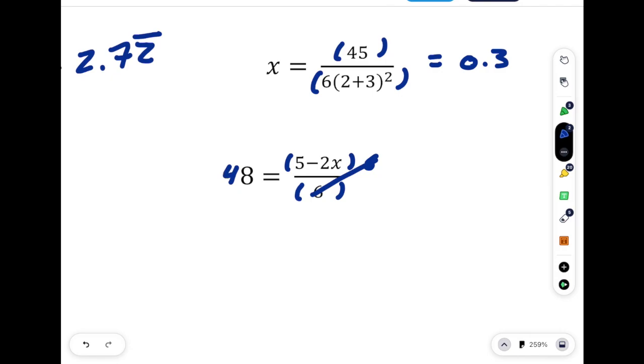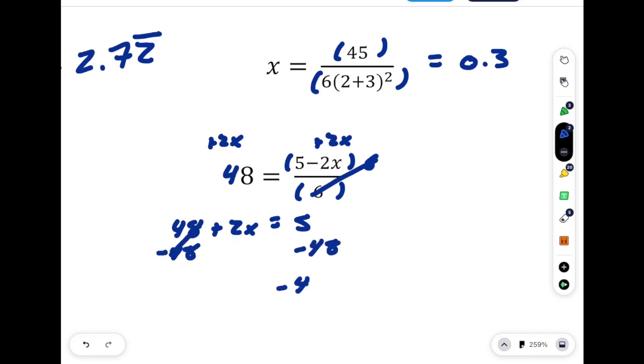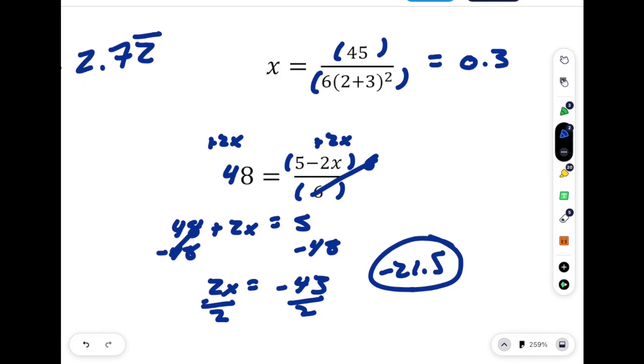Okay, now that I'm just left with the 5 minus 2x, I want to make that negative 2x positive, so I'm going to plus 2x, and write 48 plus 2x is equal to 5. Again, not necessary, but it makes the x positive, which I like to work with. Next, we'll do our reverse order BEDMAS, get rid of the 48, addition, subtraction. Minus 48 gives negative 43. 2x equals negative 43. Divide by 2, and that should give us negative 21.5 for our value of x.